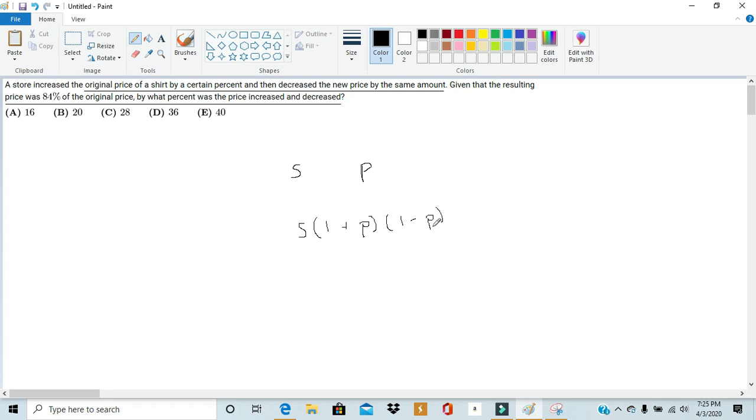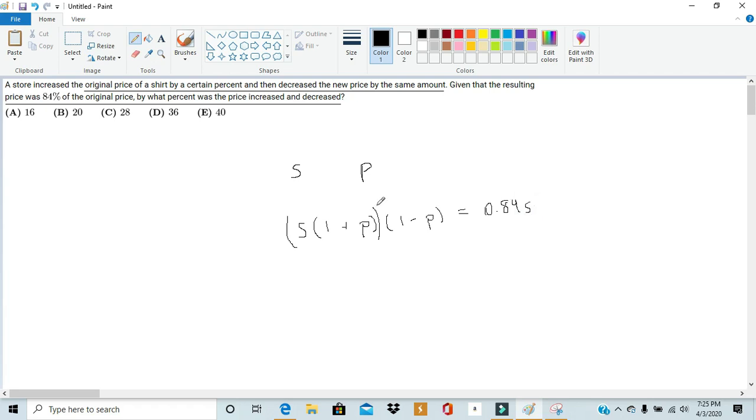Then to decrease that value itself by P percent, we'd multiply it by 1 minus P percent. Because, as I've said before, P is our percent. So in this operation, we're going to convert this P percent into a decimal, subtract it from 1, and then multiply it by our P increased value of S. And then, ultimately, after doing all this, we're going to be left with something that was 84% of the original price. So 84%, or 0.84 in decimal terms, of S.